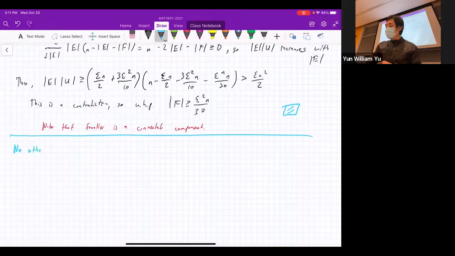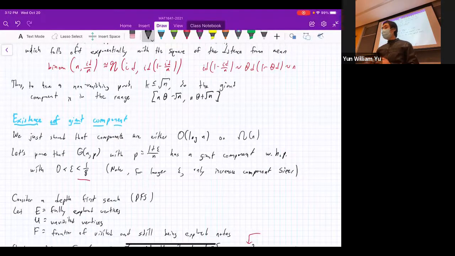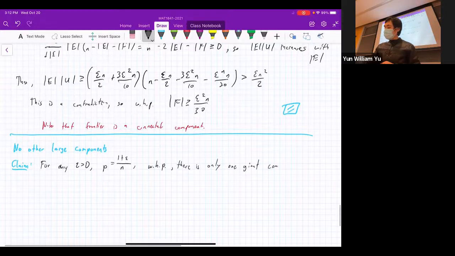So no other large components. Our claim is that with high probability, there's only one big component. As a reminder, we are working in the random graph G(n,p), where p is (1 plus epsilon) over n. For any epsilon greater than 0, with high probability, there is only one giant component in G(n,p), and all other components have size O of log n.